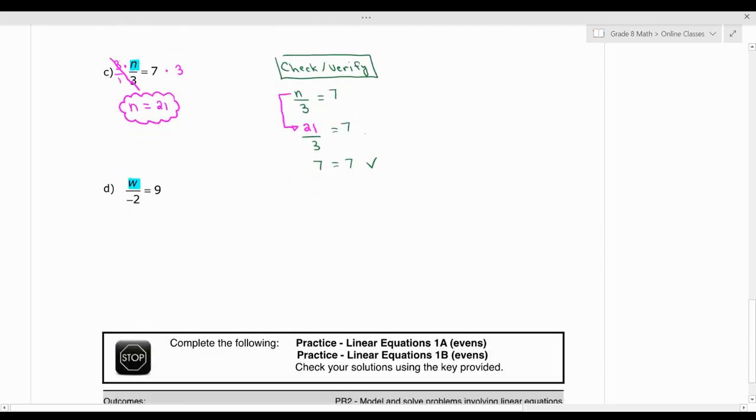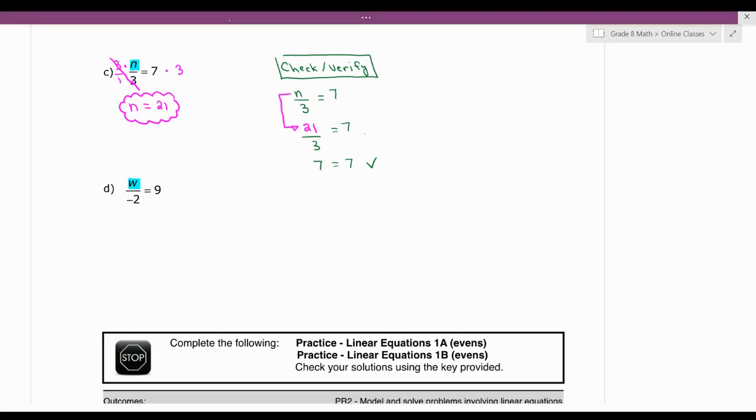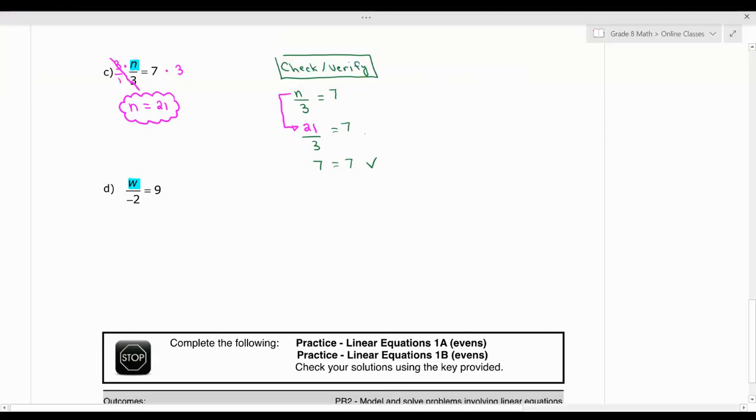And very last one, so we have W, it's being divided by -2, and we are saying it's supposed to give you an answer of 9. So this time I'm going to look: it's being divided by -2, so the opposite of that is multiplication. So if this is -2, I'm going to multiply both sides by -2. Those will cancel out, balance your equation, and I would say W is equal to -18. And again, you can check, verify if you wanted to, if you had extra time.